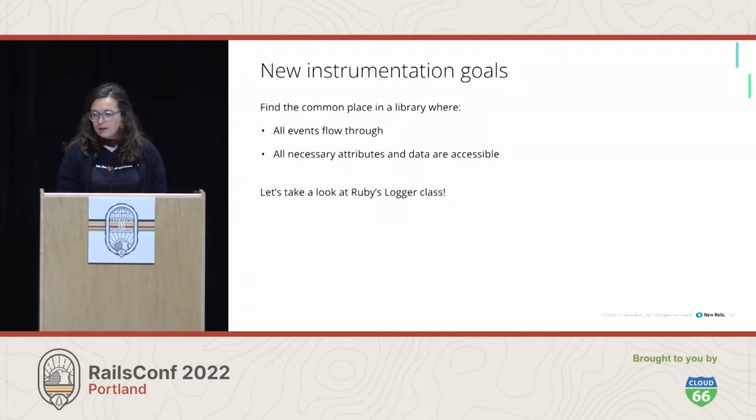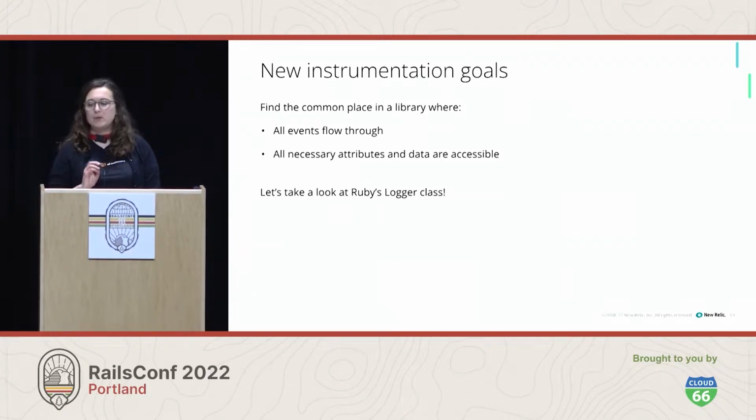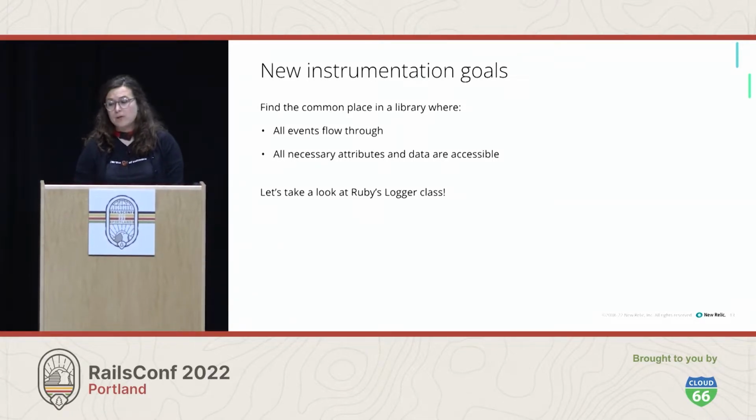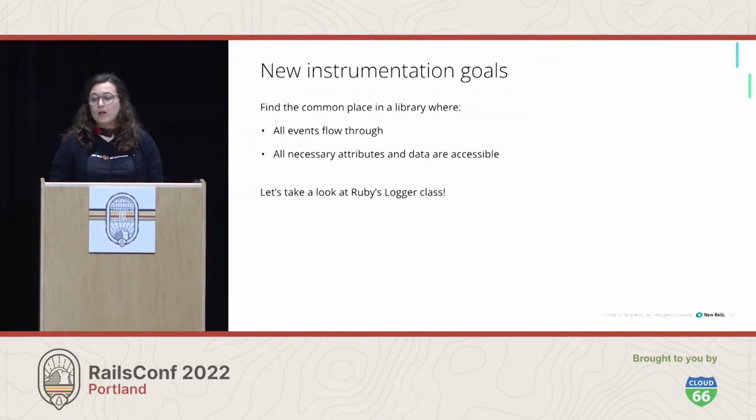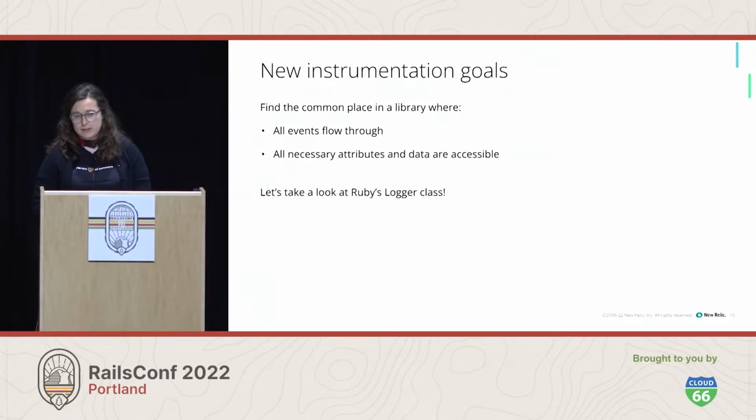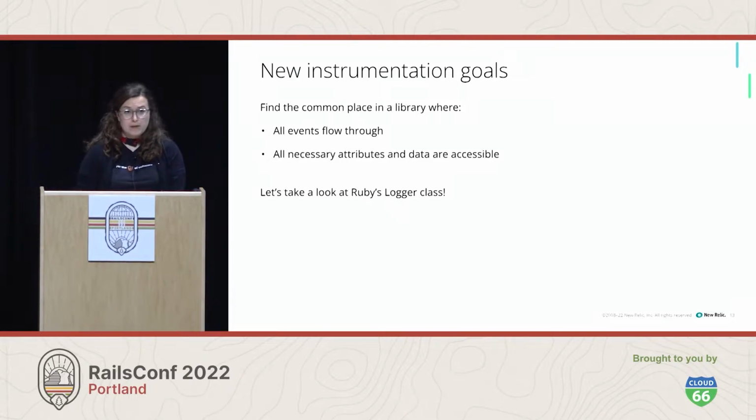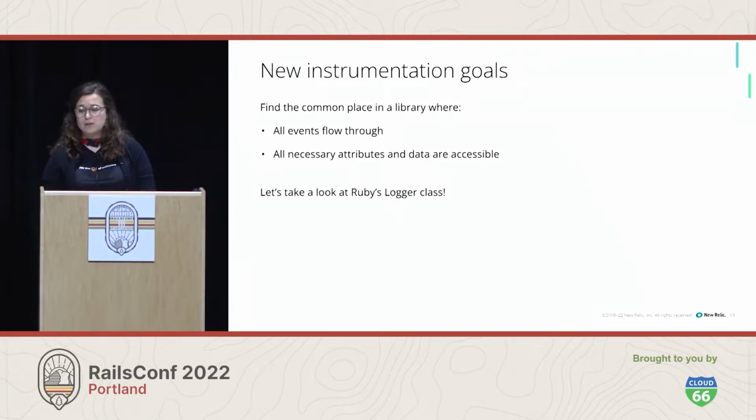So when we have a new piece of code that we want to instrument, or really a new library we want to instrument, we try to find the common place where all of the events that we want to capture will flow through, and all the necessary attributes and data will be accessible. Hopefully that'll be within the same method. Sometimes it might need to be within a few methods. But we're really fortunate in Ruby that the logger class that's built into the language is actually what the majority of the libraries will use to log the messages that you see. So that's where we decided to put our code.